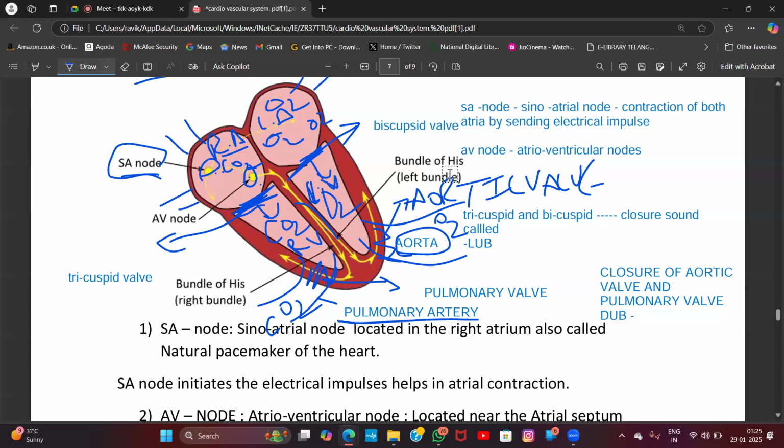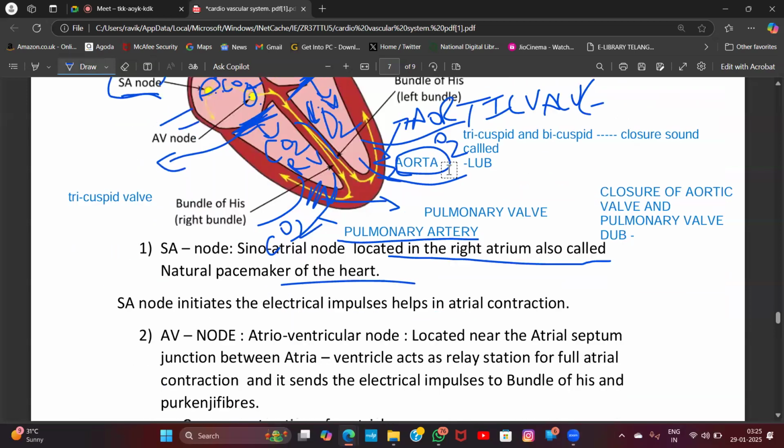These nodes produce the electrical impulses which help in the contraction of the atria and ventricles. The SA node, the sinoatrial node, is located in the right atrium and is also called the natural pacemaker of the heart.